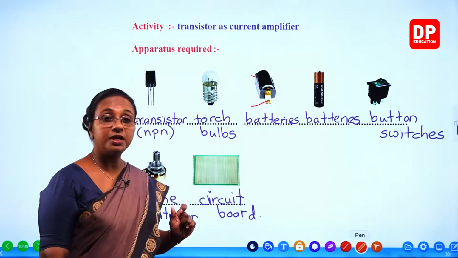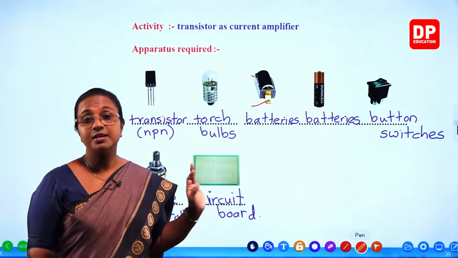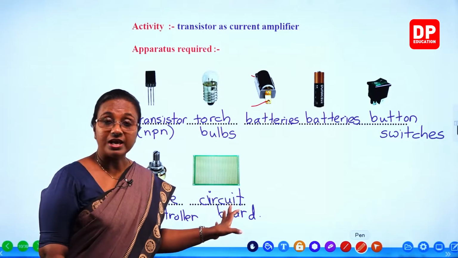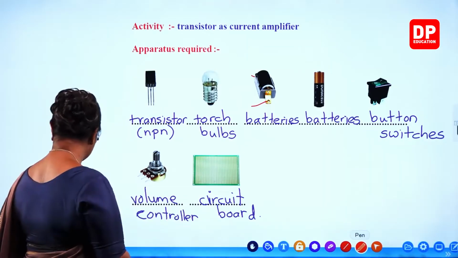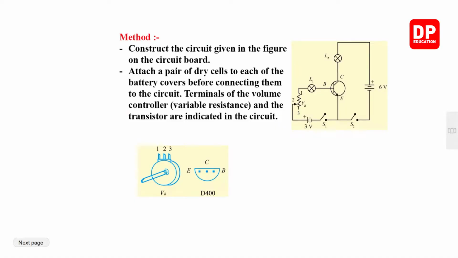Then we need a circuit board to connect all these apparatus. So those are the materials needed. Now we will look at the method in the next slide. So method: construct the circuit given in the figure on the circuit board. So we will look at the circuit board. Before that, I will show you this diagram.